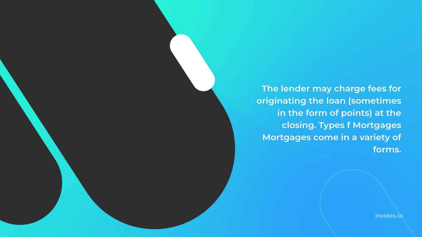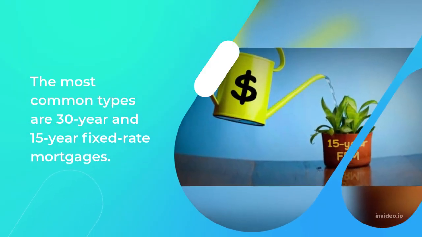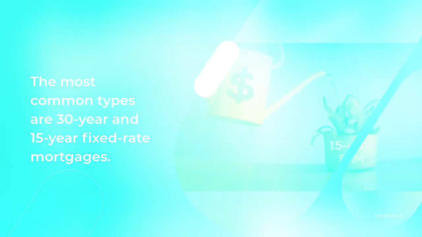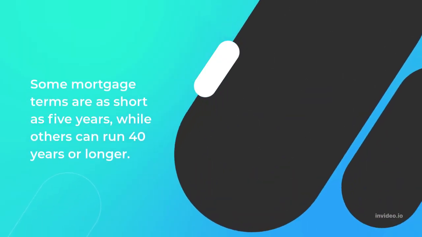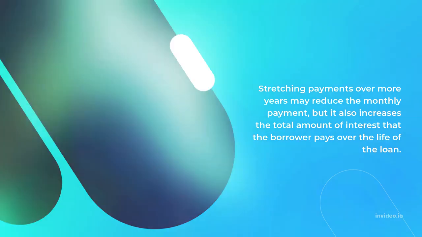Types of mortgages. Mortgages come in a variety of forms. The most common types are 30-year and 15-year fixed-rate mortgages. Some mortgage terms are as short as 5 years, while others can run 40 years or longer. Stretching payments over more years may reduce the monthly payment, but it also increases the total amount of interest that the borrower pays over the life of the loan.